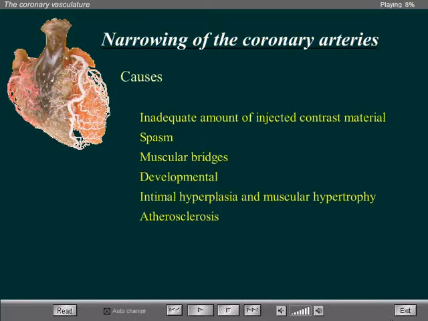Narrowing of a coronary artery can result from an inadequate amount of contrast material injected, with layering in the dependent portion of the vessel. It can be the consequence of spasm, which usually occurs in the proximal portion of the coronary arteries. It can be the result of focal stenosis due to a muscular bridge. It can be developmental. It can be secondary to diffuse arteriosclerotic disease in the coronary artery.